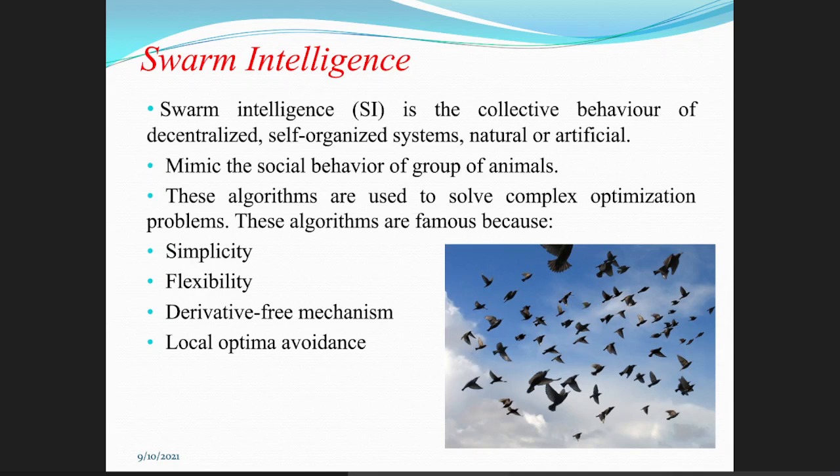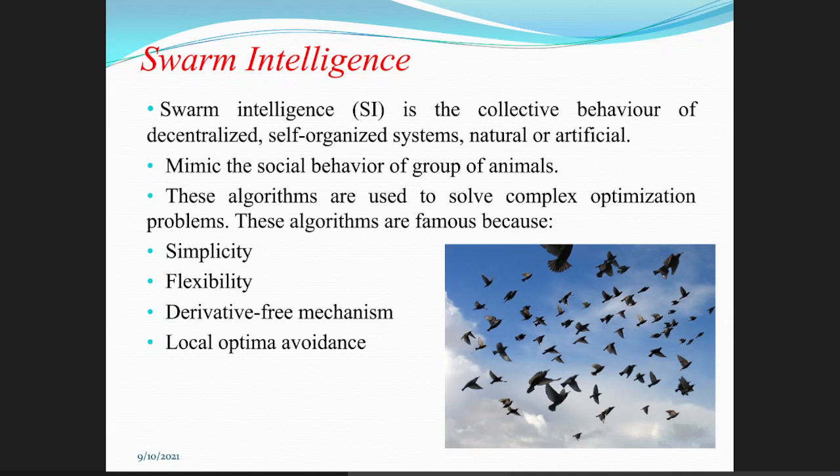Suppose we have a function in which we have local optima as well as a global optimum. What is our aim? The aim is to find the global optimum. With these algorithms we can find the global optima. So this is the main reason for the success of these algorithms.